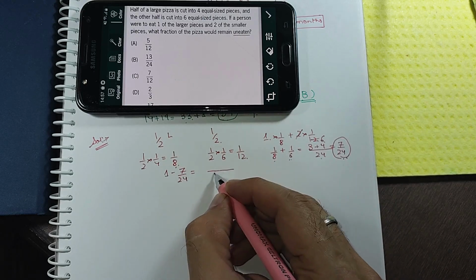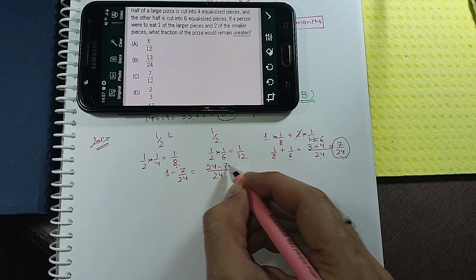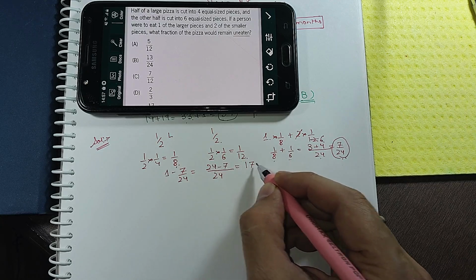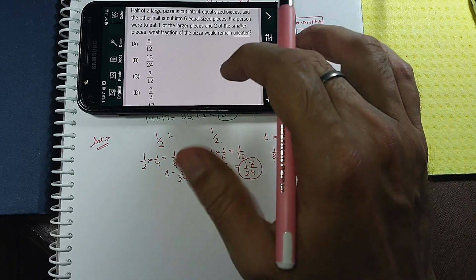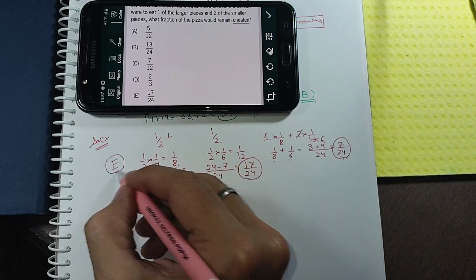So here LCM is 24. So here it will be 24 minus 7. So this will be equal to 17 by 24. So this is the portion which has been left uneaten. So the right option will be option number E, that is the right answer.